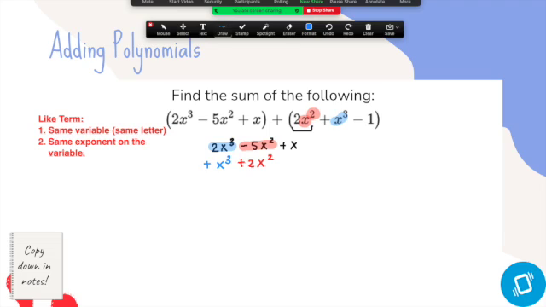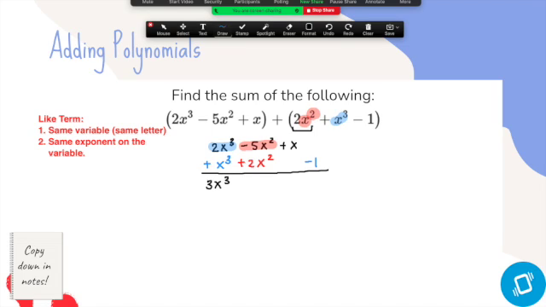So this one has no variable, and there's no case where there is a term with no variable, so I'm just leaving that to the side here, because that one can't combine with anything else. And so, from this, I'm just going to look and combine. So right here we have 2x to the power 3. Adding with x to the power 3, I get 3x to the power 3.